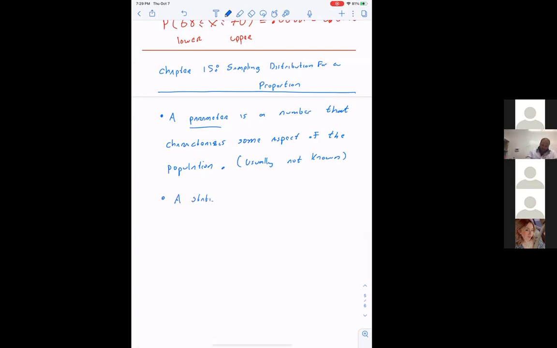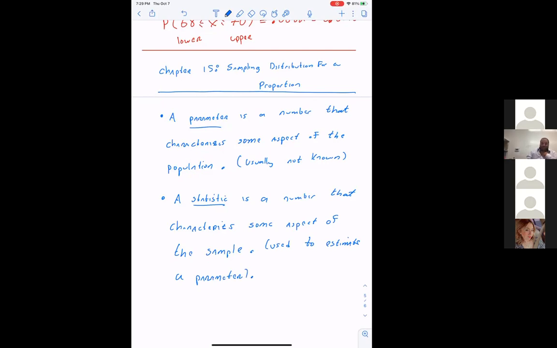A statistic is a number that characterizes some aspect of the sample used to estimate a parameter. So what's a statistic? It's the average of my sample. What's the parameter? It's the actual average of the entire population. Why am I taking my sample? Because I want to approximate the true value, which I don't know. So the parameter is unknown. I don't know it. So I will use a statistic and I will try to calculate it. Does that make sense? Yes.